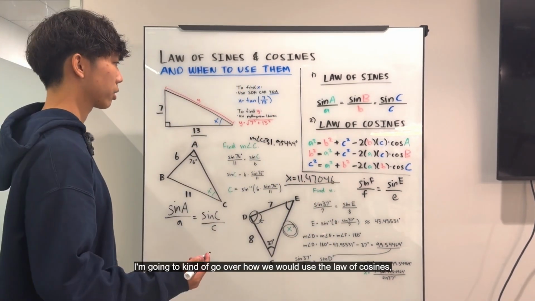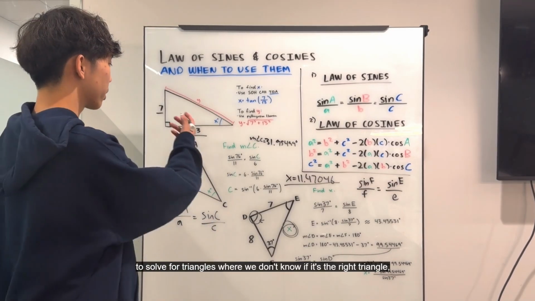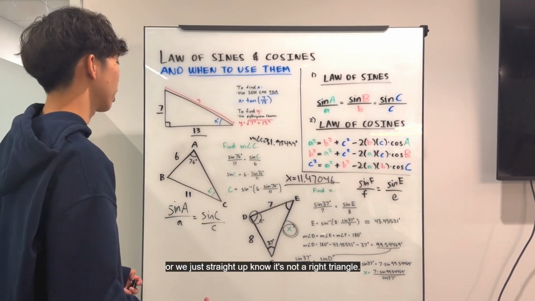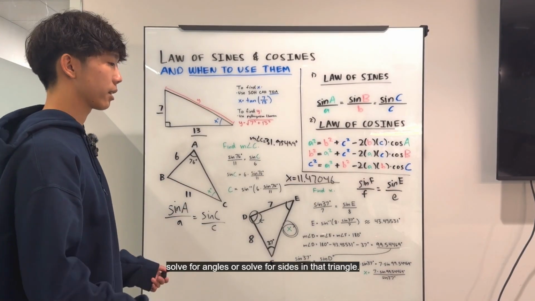In the next part, I'm going to go over how we would use the law of cosines to solve for triangles where we don't know if it's a right triangle, or we know it's not a right triangle, and we have to solve for angles or sides in that triangle.